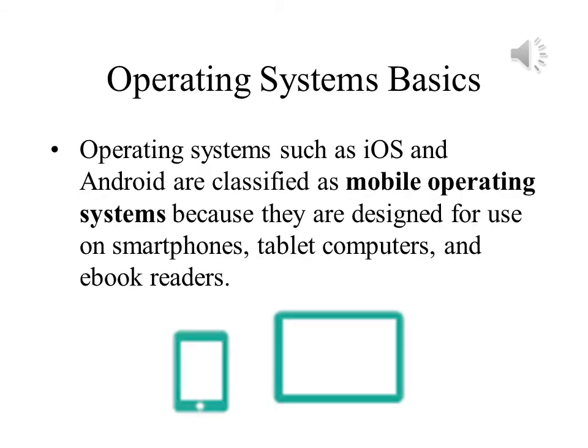Tablet computers, smartphones, and e-book readers have hardware and requirements that are quite different from desktops and laptops. The operating systems that they use are called mobile operating systems. Examples of these include iOS for iPhone and iPad, and Android, which runs on a variety of tablets and smartphones.